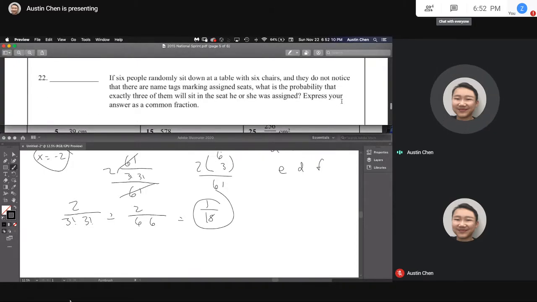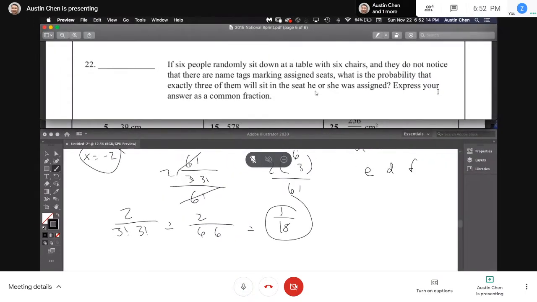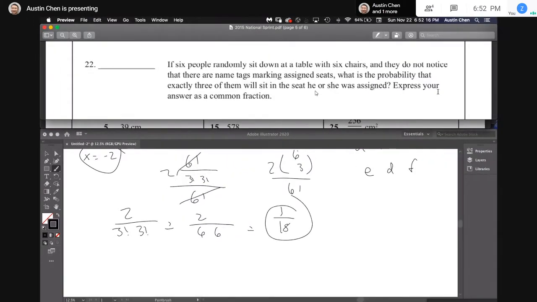Anything you want to add on to that, Bill? I mean, not really. That's probably the easiest way to solve the problem. So yeah, there's not really anything to add.